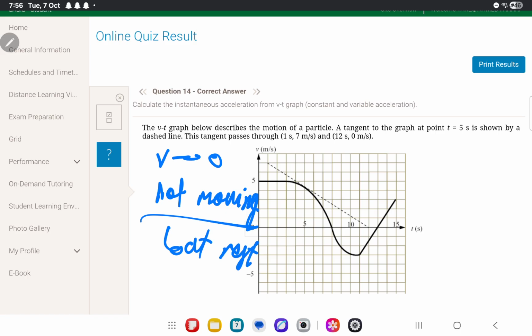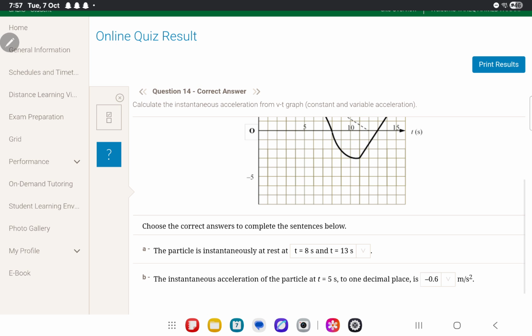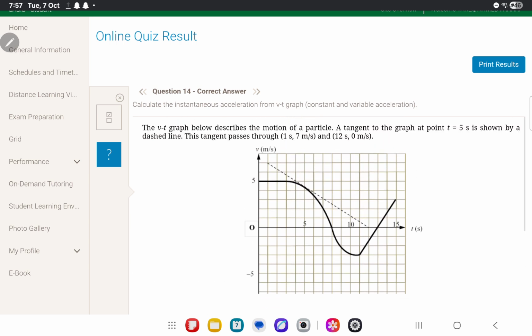When is velocity 0? When it crosses the t-axis, let's say, on a VT graph, right? So it crosses here and here. Now this point here is 8 seconds, and this point here is 13 seconds, and those are your 2 points. The instantaneous acceleration of the particle at t equals 5 seconds. Okay, instantaneous acceleration of a particle at t equals 5 seconds.